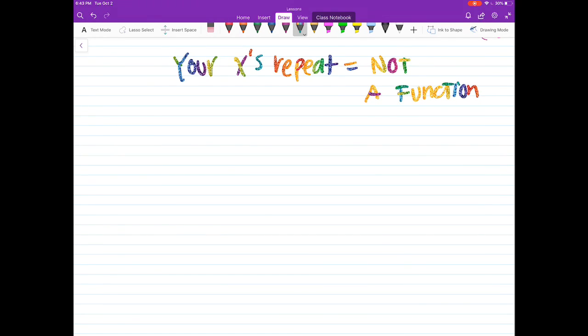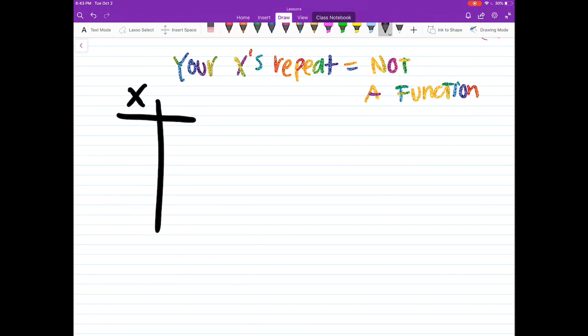So think about a relationship, right? Hey, if you're repeating your x's, that relationship's not going to function, right? It's kind of a joke that we talked about today. That relationship will not function, and this is a relationship. So here's what it looks like in math.